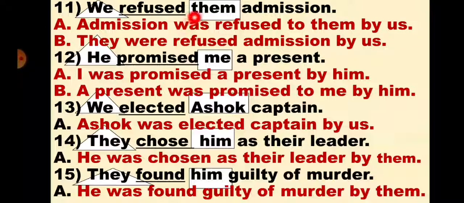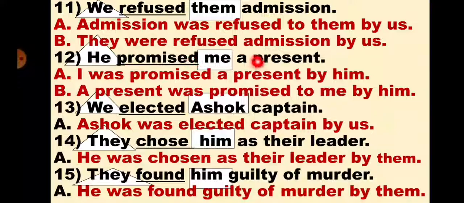If you are taking them as an object, when it comes into a subject place it will become they. They, it's a plural, so verb will change into were. They were refused. Already it is in the third form, so same we are going to write here. They were refused admission, add by. We will change into us when it comes into an object place. They were refused admission by us.